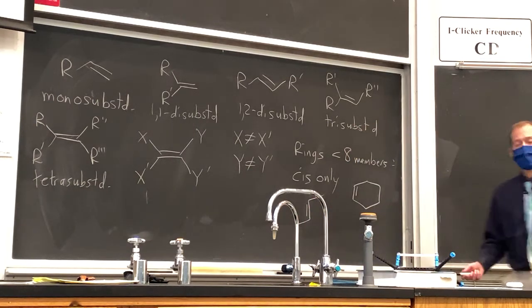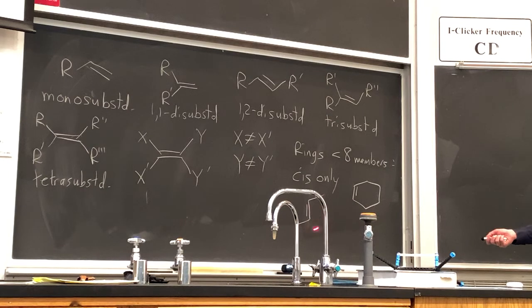Here's our trans double bond. This is 4 carbons. Could we put 2 carbons to span the distance between these 4? It would be impossible. Right? So the smallest ring that can accommodate a trans double bond is 8 members. So 8 and larger, you can have cis and trans isomers. 7 and smaller, no. Questions?